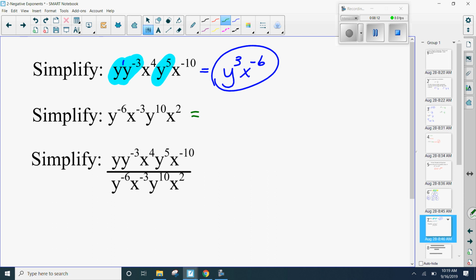If we look at the second one, y to what power? 4. X to the negative first. Negative 3 plus 2 is negative 1. Then you, y to the fourth over x is going to be the same thing.